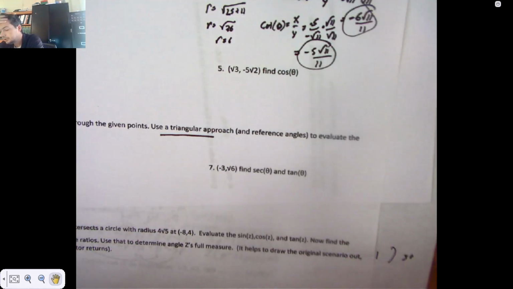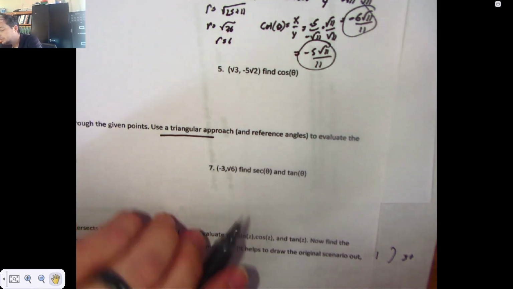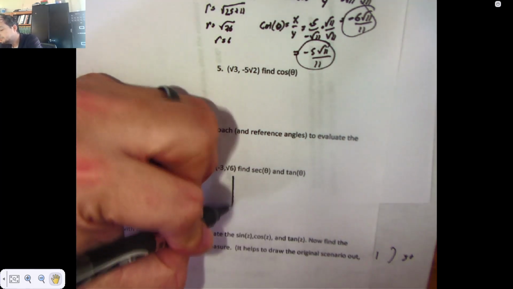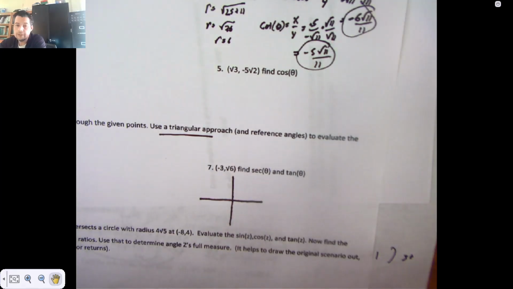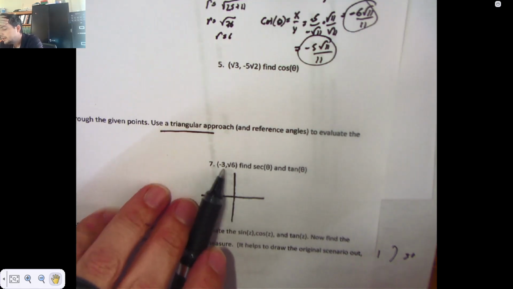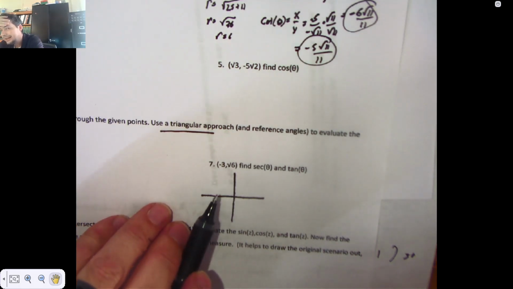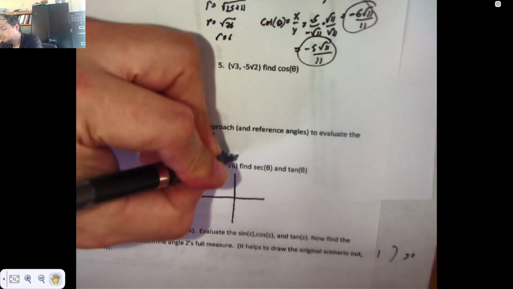Down beneath this, we're supposed to use a triangular approach and reference angles. So, using the triangular approach, what I'm going to do is I'm just going to grid this thing out, and I'm going to draw a triangle. Plain and simple. To form this triangle, I would go back 3 and up a root of 6. I'd go left and up. That's what I would do. I would go left 3 units, and I would go up, which is not the hypotenuse, root 6.